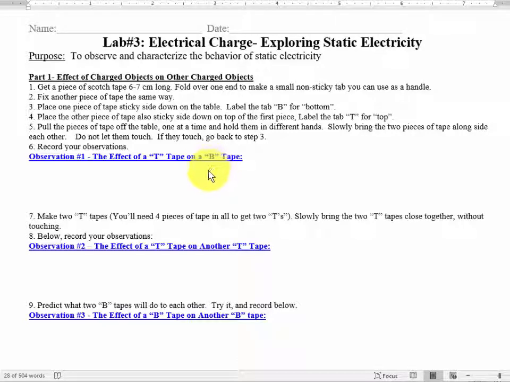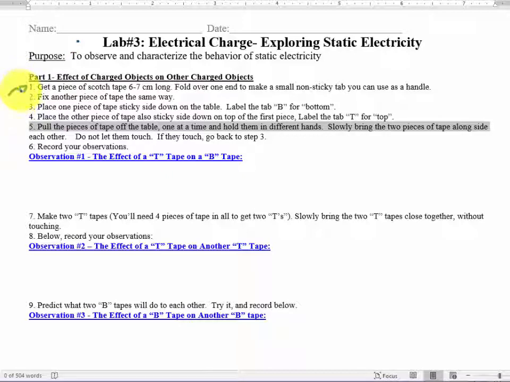Okay, this is the introduction for the charge lab, and what you're going to be doing is taking a look at electrical charge. We know that we have two types of charge, and charge is indeed a conserved quantity. We have positive charge and negative charge. So you're going to get yourself two research-grade pieces of Scotch tape.